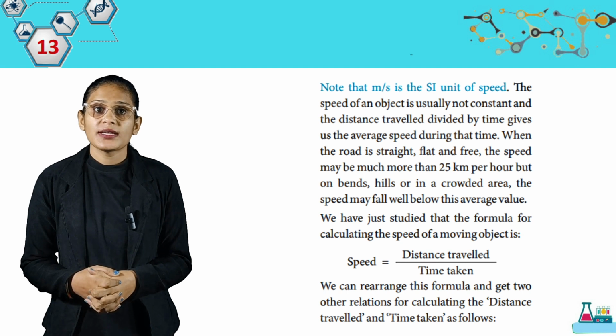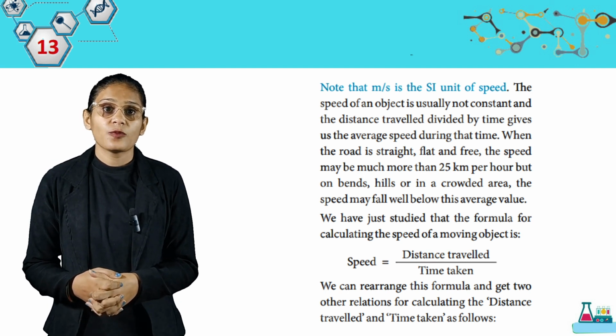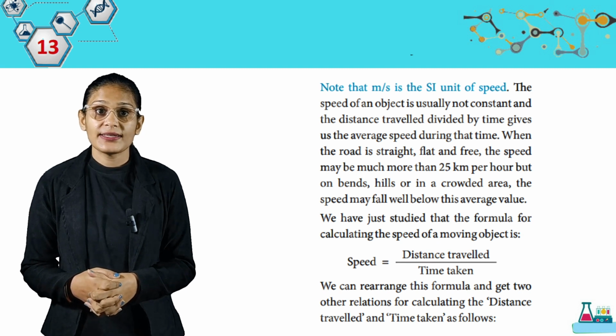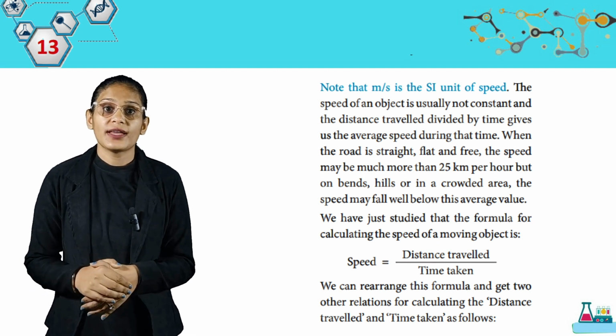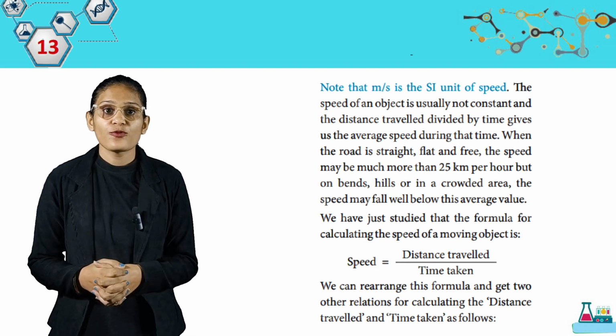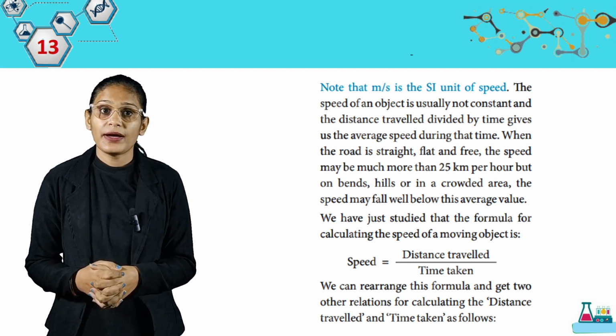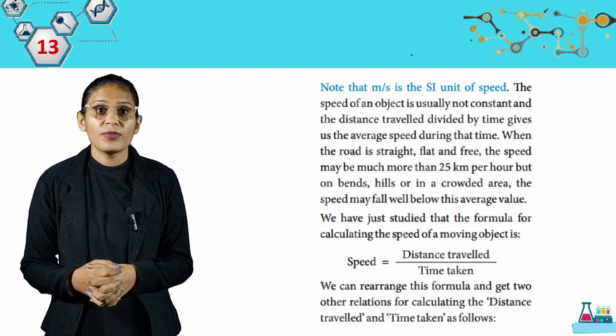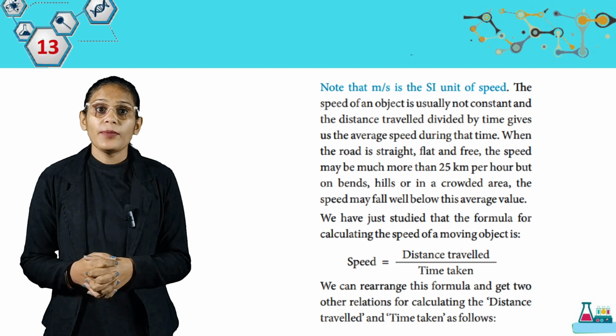Note that meter per second is the SI unit of speed. The speed of an object is usually not constant, and the distance traveled divided by the time gives us the average speed during that time. When the road is straight, flat and free, the speed may be much more than 25 kilometers per hour, but on bends, hills or in a crowded area, the speed may fall well below this average value.